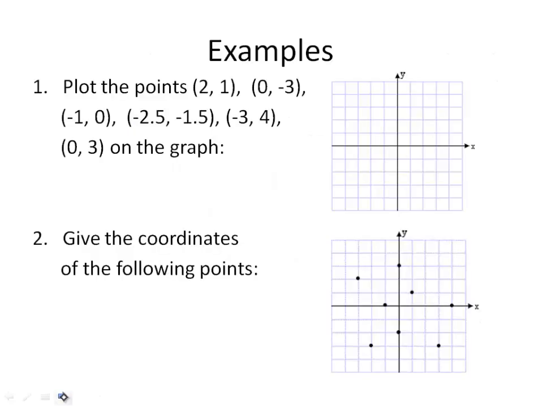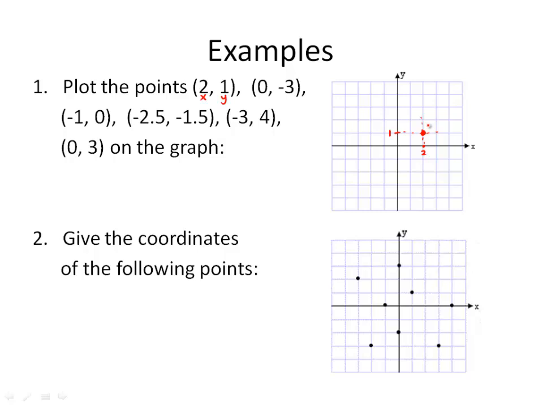So let's take a look at some examples. One example would be to plot the following points on this graph. So let's start with the first one. We've got our (2, 1). So x is 2. So we go from the origin right 2 and positive 1 on the y-axis. So this is 2 on the x, 1 on the y. They meet together at this point right here.